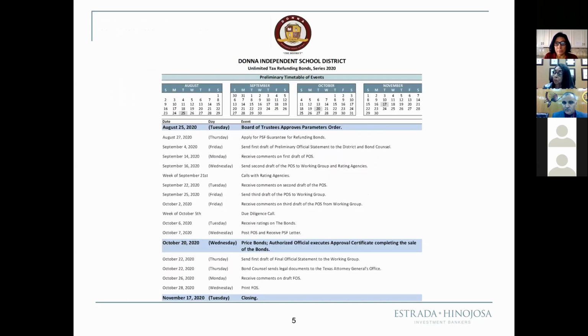And then of course here's the calendar we're looking at. And of course we're hoping that you see in blue October 20th. We're hoping to price the bonds by then and to complete the sale, and then hopefully by the middle of November, the funds would be with the school district to refund the old bonds and achieve that savings. If there's any questions, please.